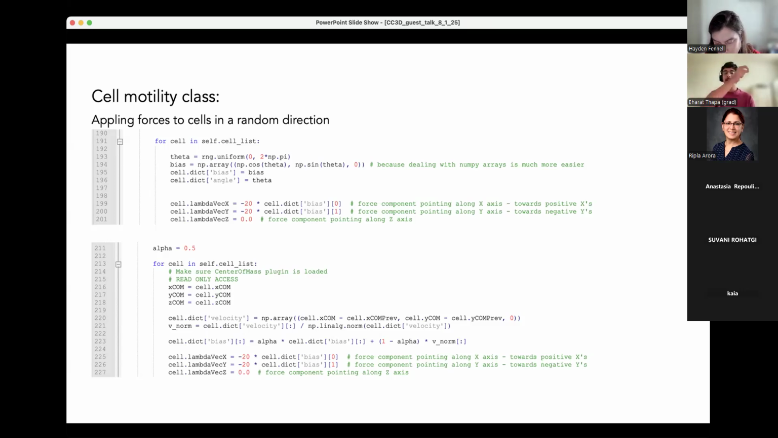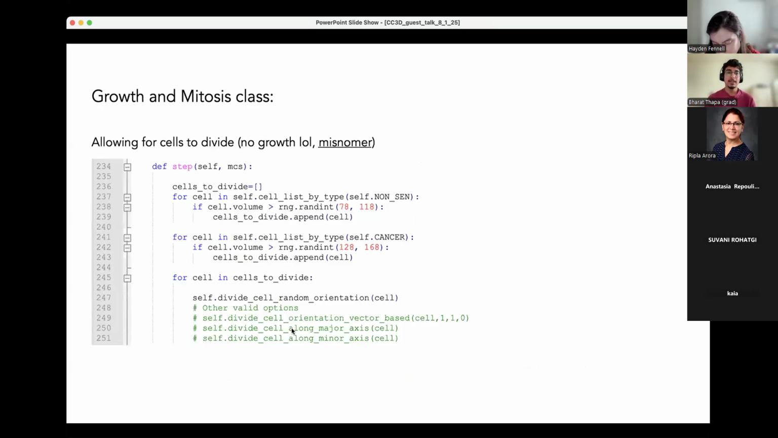And then these cells move in a direction based on that. And that is what is implemented in these two pieces of code. The third one is the growth and mitosis class. It's a misnomer because growth has already happened in the first class. We're only dividing the cells here. And again, very simple. I've just doubled the volume. If the volume is double the cell target volume, then you should just divide the cell. And that is what is implemented here.